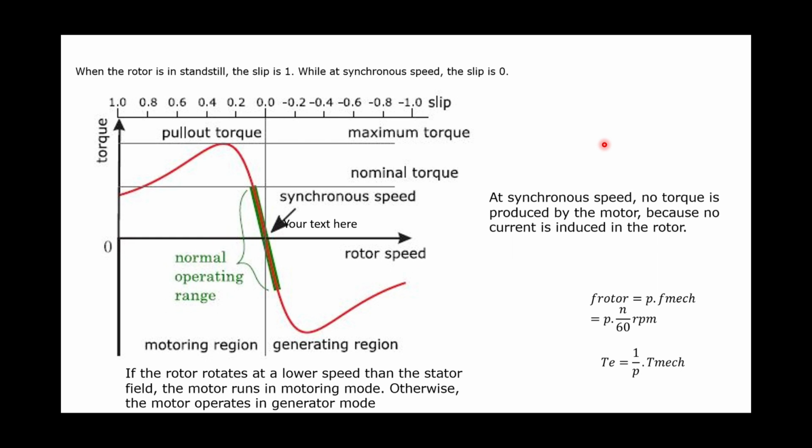So a higher number of poles leads to higher mechanical torque for the same electrical torque, and at the same time this leads to lower mechanical rotor frequency for the same electrical rotor frequency.